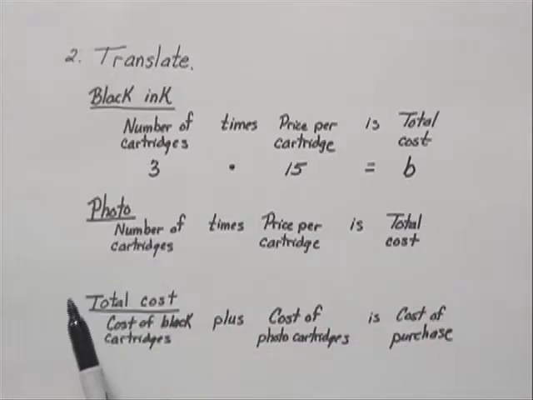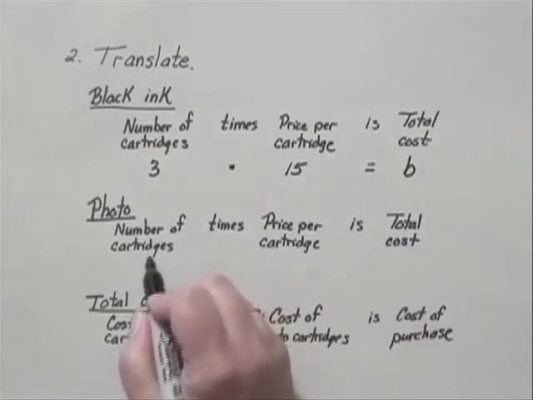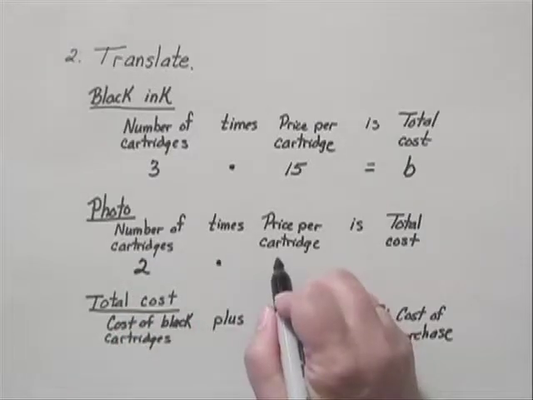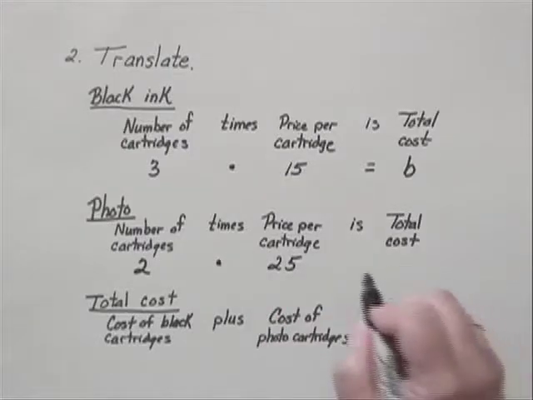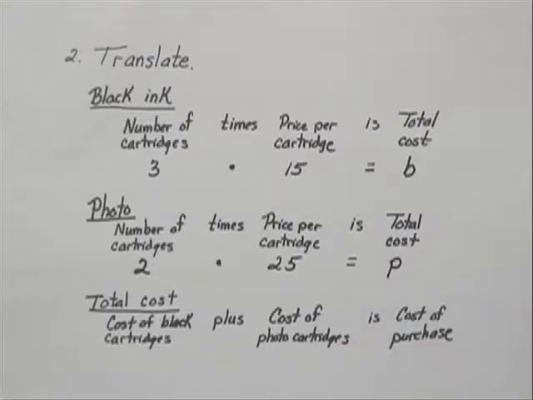For the photo cartridges, we need to translate the number of cartridges times the price per cartridge is the total cost. In this case, there were 2 cartridges purchased times the price per cartridge was $25, and that equals the total cost, which we said was going to be P. Now the last statement we need to translate, the total cost: the cost of the black cartridges was B, which we're going to find, plus the cost of the photo cartridges we said was P, and that equals the total cost of the purchase, which we said was T.